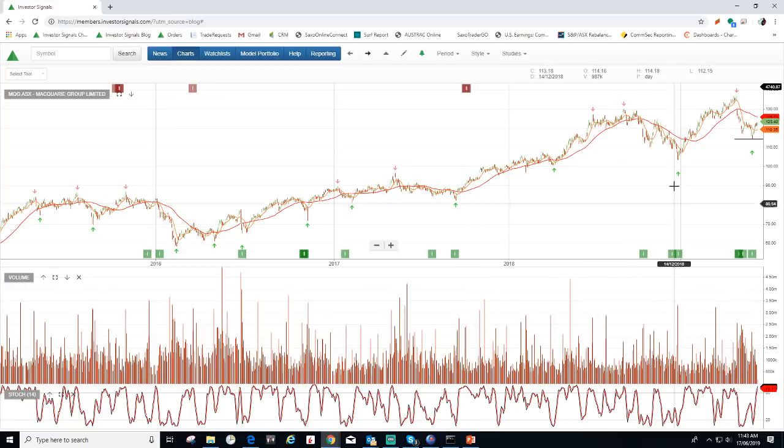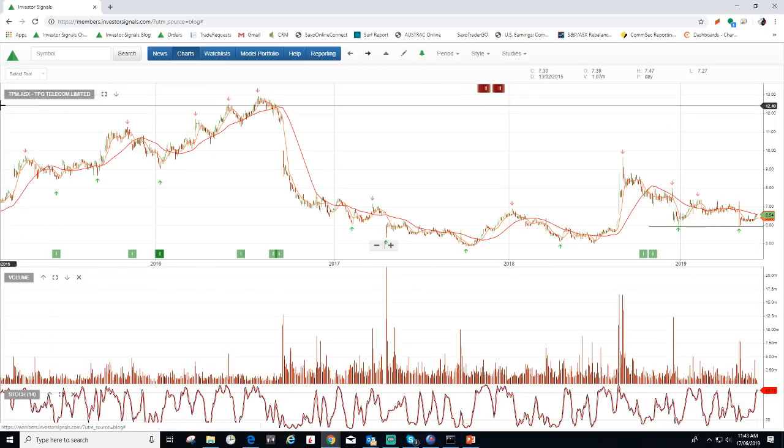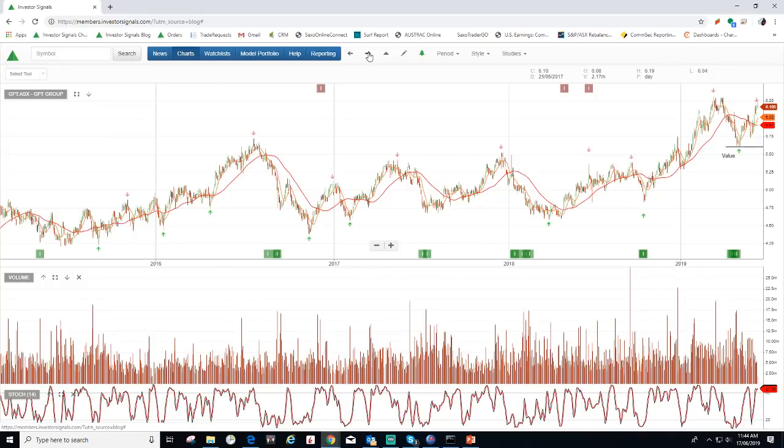Macquarie switched from sell to buy. It's in the model portfolio from around this $100 level. We've had further confirmation of buy signal at around this 115, 120 level. And again, that was a stock that I posted on the blog. TPG Telecom, that was added into the model, hasn't really done too much since it's been added. GPT went from sell conditions into buy conditions here. It was added into the model portfolio at around 480, and we've had further confirmation of that at around this 560 level. Stock now pushing up towards 615, 620.